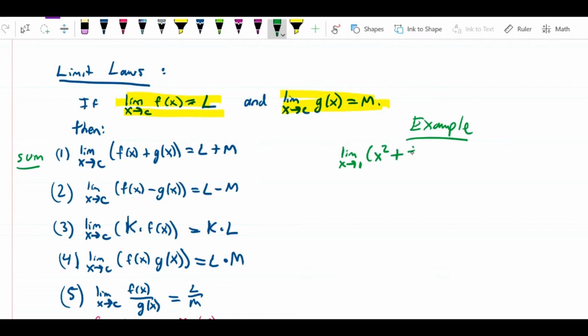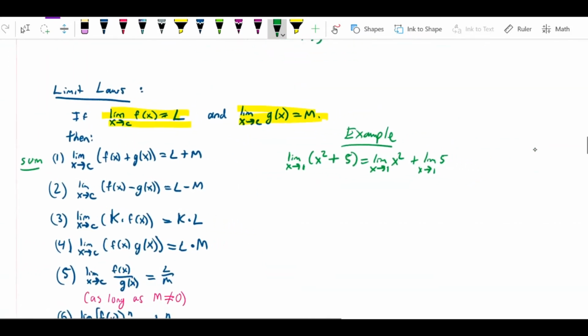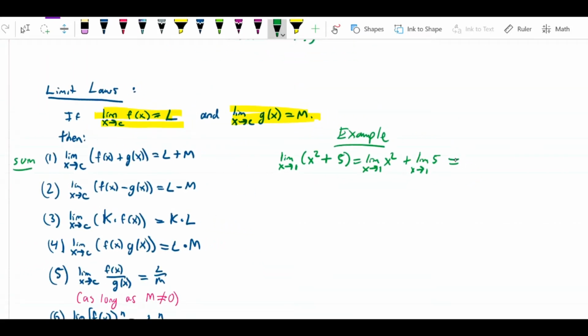Actually, let me just make it a little easier. Yeah, 5 is good. So this is equal to the limit as x approaches 1 of x squared plus the limit as x approaches 1 of 5. Each of those limits, recall, can be evaluated by the substitution rule that we just did. So this is going to be 1 squared plus, if you substitute 1 in for x every place it appears in the function, 5, x doesn't appear, so that's just 5. So this is going to be equal to 6.